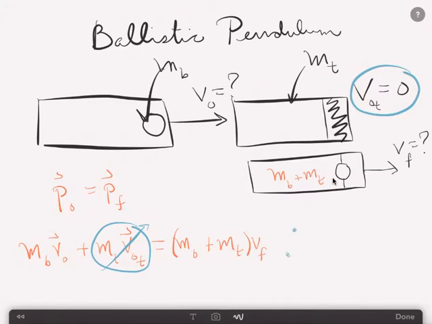Therefore, we can write this. That's what those 3 dots are for. It says, therefore, we can write the initial velocity equals the mass of the ball plus the mass of the tube divided by the mass of the ball, times the final velocity of the ball and the tube. Okay? So that's great. We know the mass of the ball, we know the mass of the tube. Now we need to calculate the final velocity of both the ball and the tube.